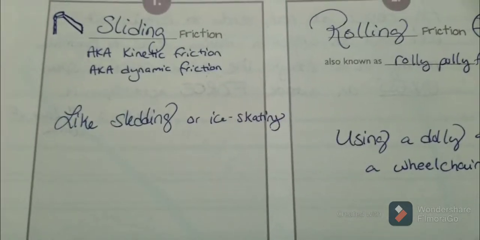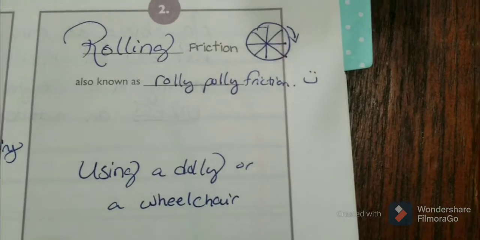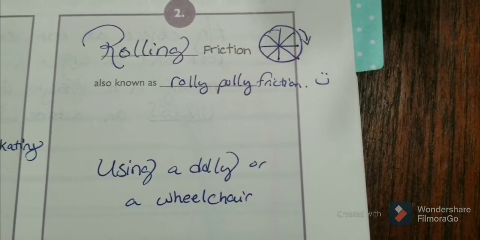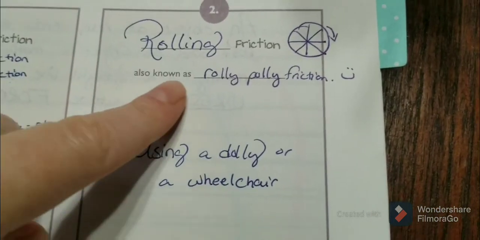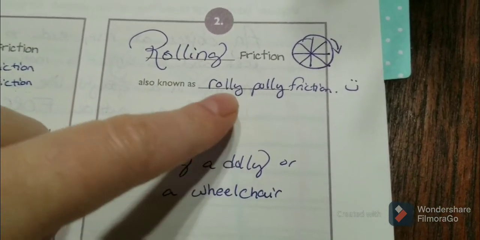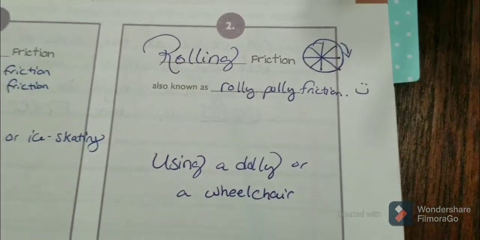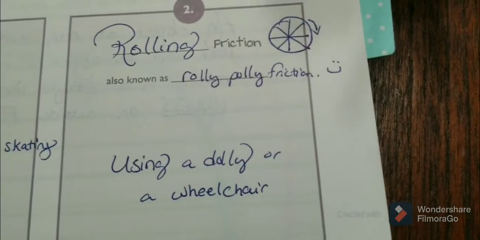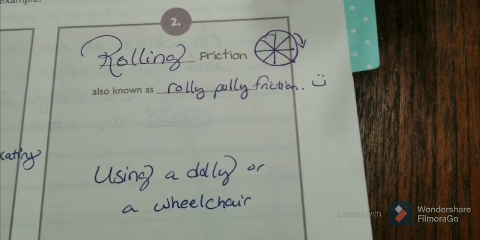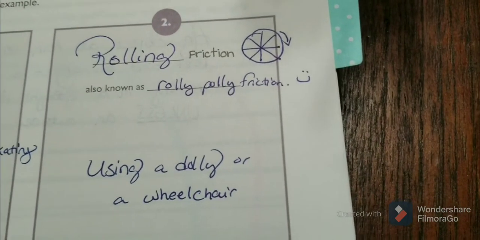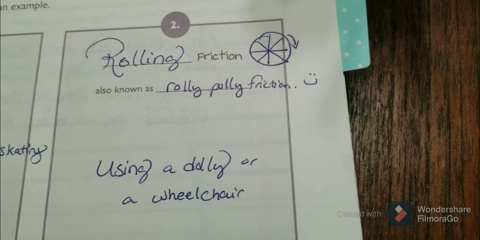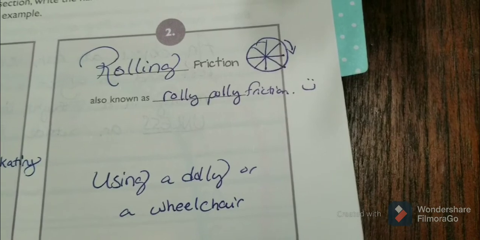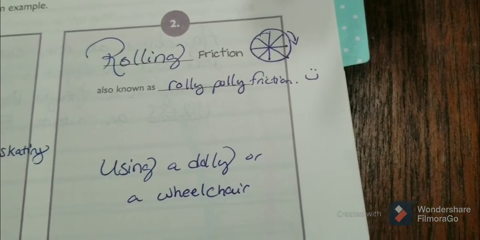It doesn't have to be downwards. It can just be across too. All right, rolling friction, or I said roly-poly friction because they have this also known as, and there's nothing in the book about what it's also called. I think that was this one over here. Again, a few typos in this book, but it's kind of fun to find them. It's like Easter, you gotta find the eggs and find the errors in the book. All right, so using a dolly or a wheelchair would be rolling friction.